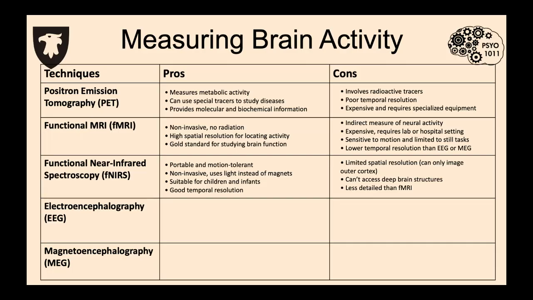Okay, so limited on the structures that are on the surface. If we're talking about deep brain structures, you won't be able to measure that activity. And it's less detailed than fMRI, okay? When we're talking about the spatial resolution, yes, you can get the general area where stuff is happening, but it's not as precise as fMRI.